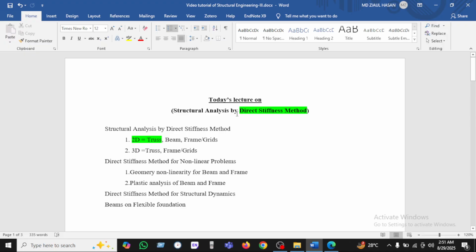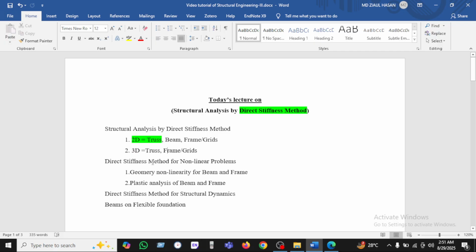So this is the direct stiffness method. We can analyze with the direct stiffness method: one is 2D truss, and then 2D beam, and 2D frame or grid, and another we can see 3D truss, 3D frame or 3D grid.